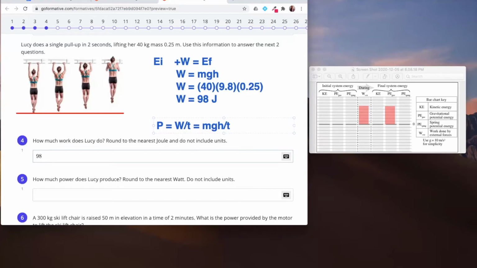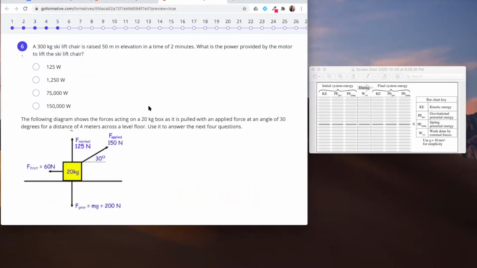Because we know that she has moved this object to gain gravitational potential energy, in either case it'll be 98 divided by 2, or in this case, 49 watts. A similar problem is number 6. A 300 kilogram ski lift was raised 50 meters in elevation in 2 minutes.